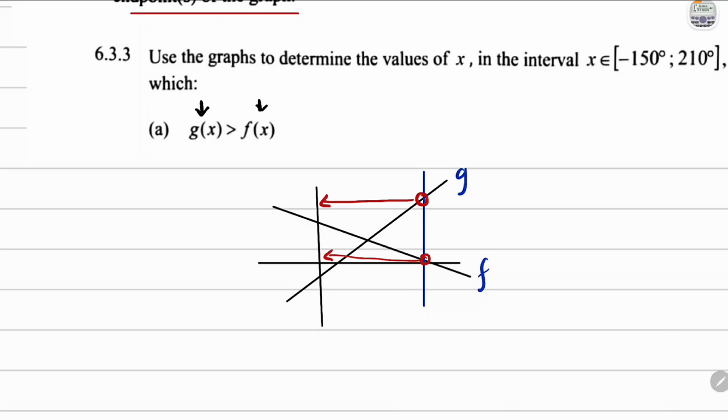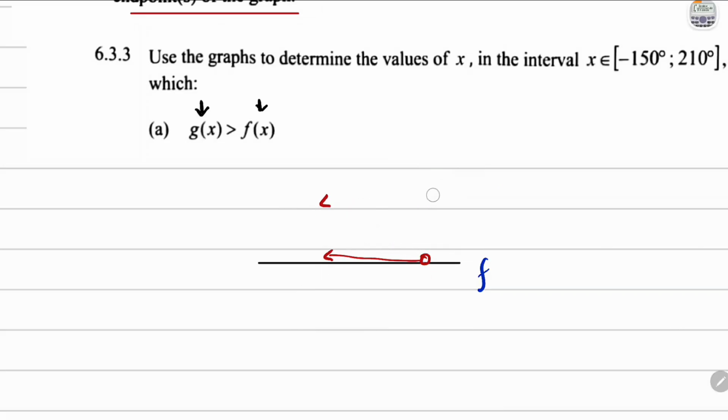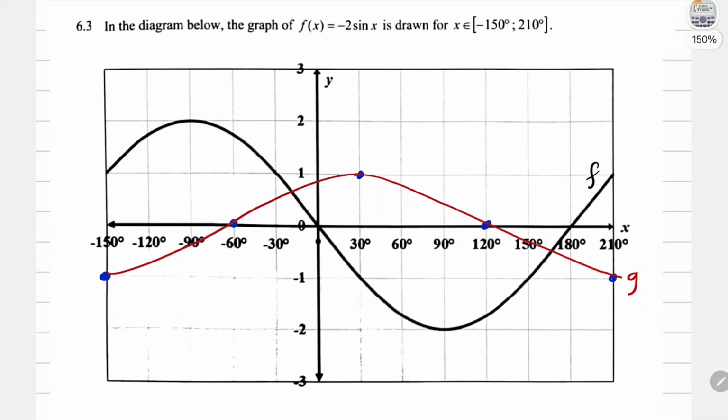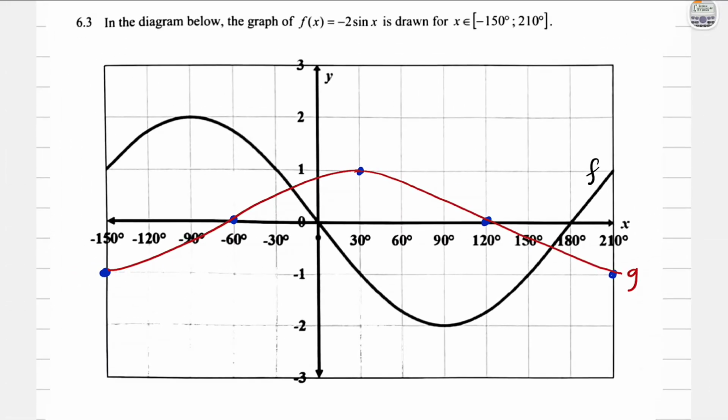So in a nutshell, what you're going to be looking for is the places where the graph of g lies above the graph of f. That's the whole point behind that. So that's what we're going to do. Look for places where g is higher than f. Okay, so let's go ahead and see. So we have G and we have F. We need to look for places where G is higher than F.